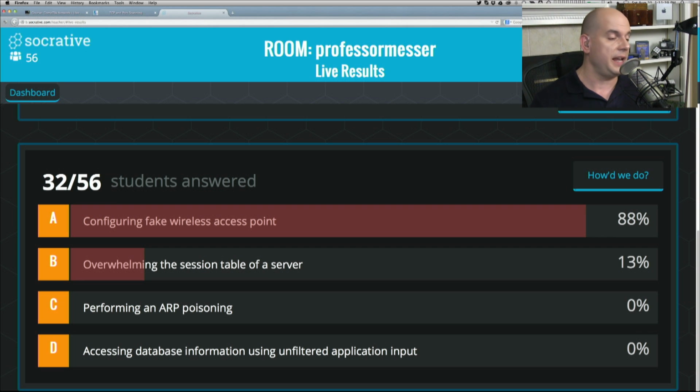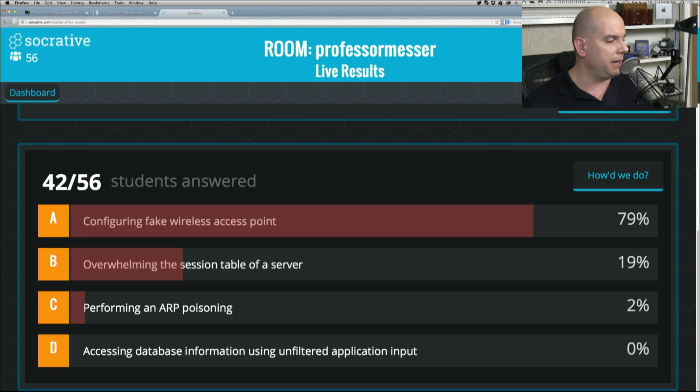Overwhelming the session table of a server. What would that be? What kind of attack is that? Session table of a server, overwhelming it, just hitting it over and over and over and filling up the session table so that nobody can access it. It's almost like you're denying the service. So that is a denial of service, overwhelming the session table of a server. Performing ARP poisoning. I would generally perform an ARP poison on a device if I was planning to do a man in the middle. So that is the type of attack that would be associated with that.